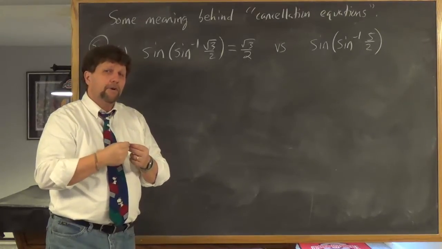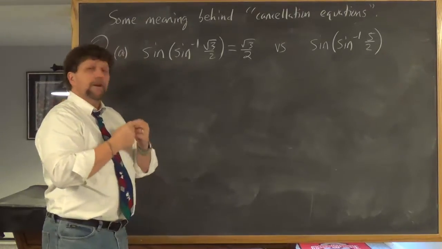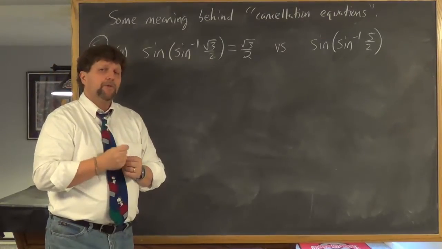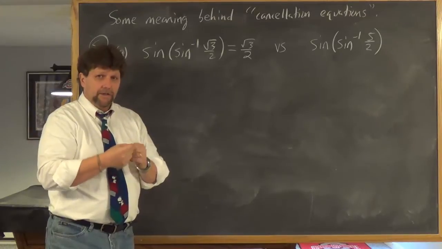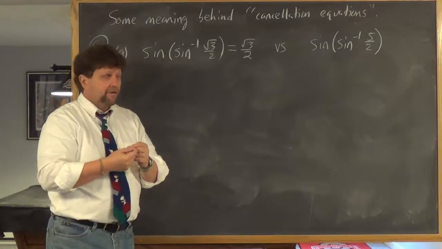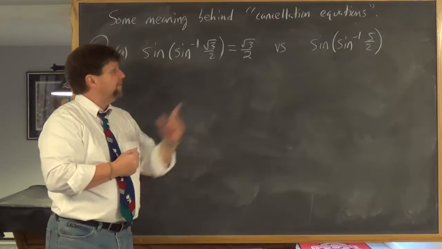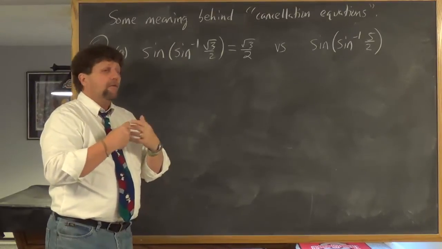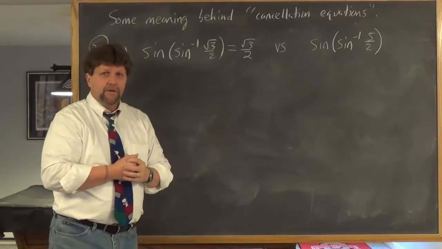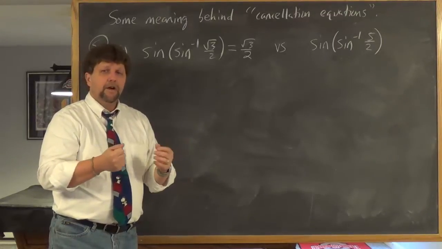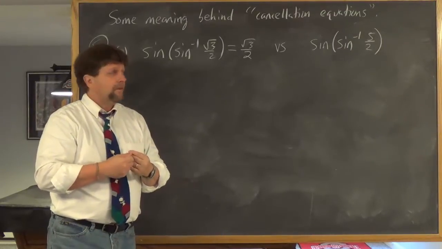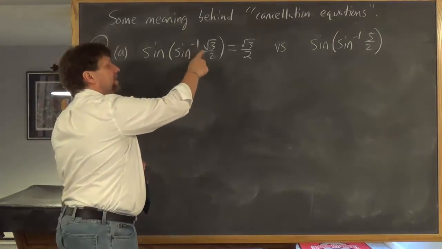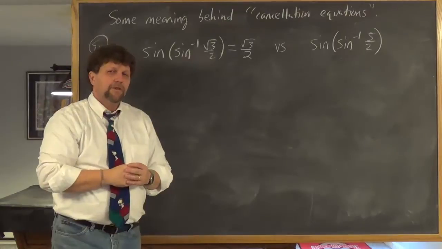Now let's think about the reason why this is true. First off, square root 3 over 2 is a number between -1 and 1, so it's in the domain of the inverse sine function. If we didn't even know this cancellation equation, we could still do the problem. We can just simply do it.